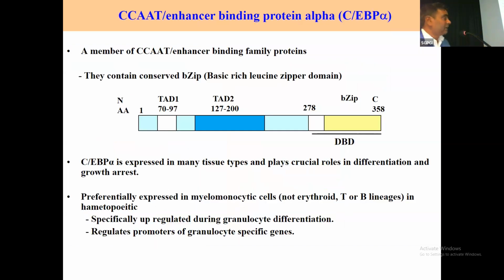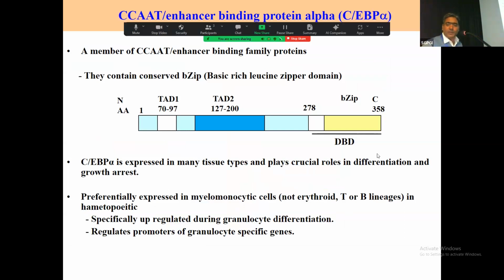Now, what is CEBP alpha? CEBP alpha is a transcription factor that contains a basic leucine zipper, which is located in the C-terminal region, and it has two transactivation domains. The bZIP domain binds to the DNA of its target genes, and through its transactivation domain, it interacts with cofactors and co-repressors and regulates a number of target genes.